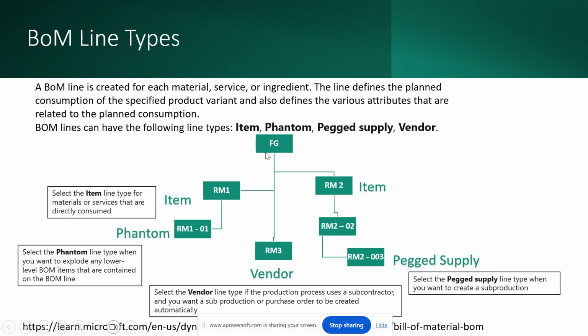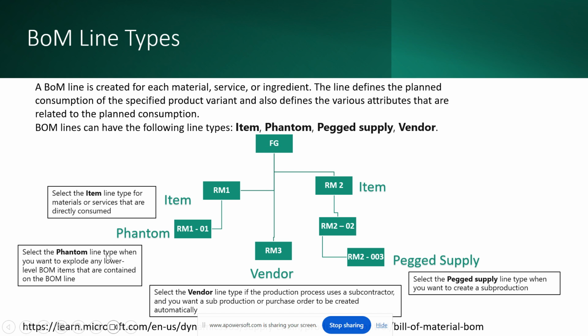So, for example, if you want to manufacture the finished good FG, let's say you need RM1 and RM2. RM1 is an item where you select the item line type, for material or service that is directly consumed. For example, RM1 will be directly consumed in the FG. In our case, it is going to be a fabric which will be directly consumed in the shirt.